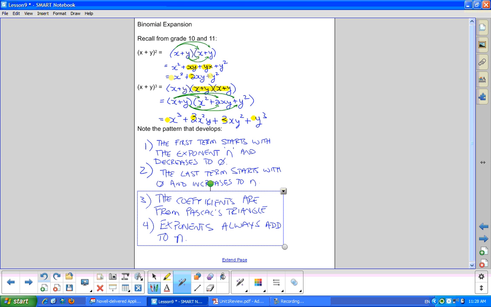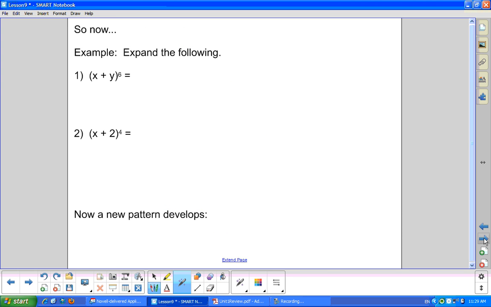We know that the x terms, or the first term in each case, decreases down to 0. The second term starts at 0 and increases. The coefficients for our expansion are all found inside Pascal's triangle, and the exponents always add up to the total. So we'll do some examples here so you get to see firsthand.